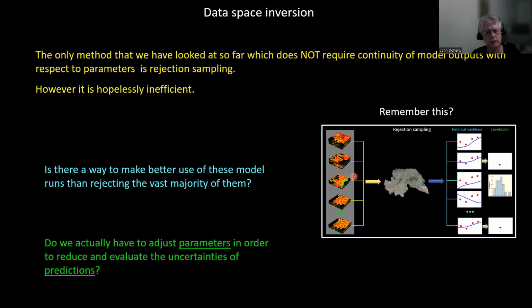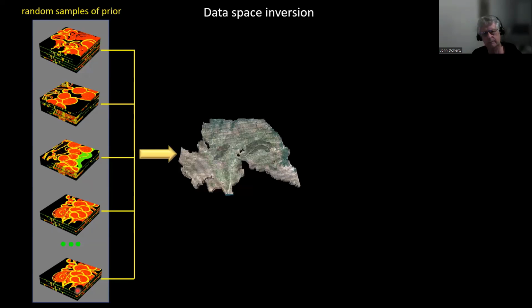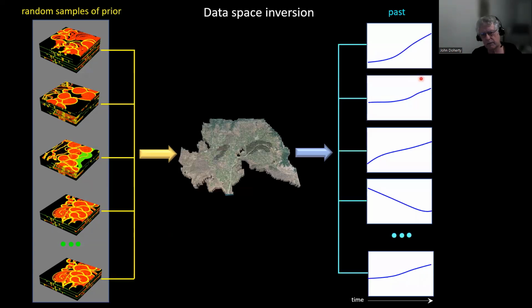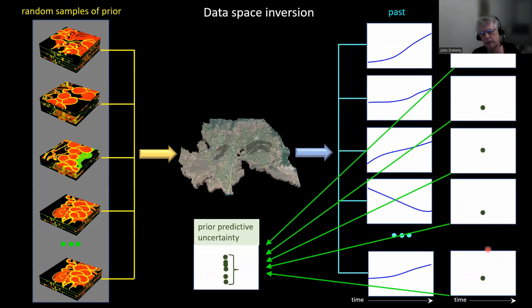So here's how it works. We don't have to adjust the parameters. We go straight from the field data to the prediction. So we generate random samples of the prior, run the model over the past, run the model into the future. And at this stage, we've got enough information to look at the prior probability distribution of that prediction, because we don't know conditioning yet.